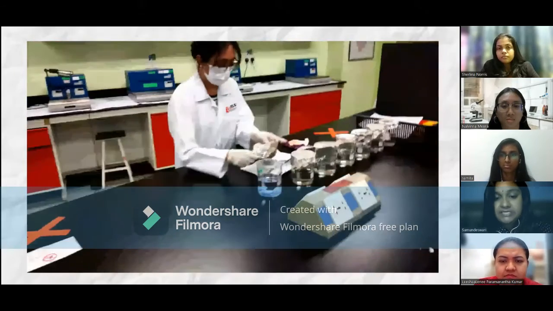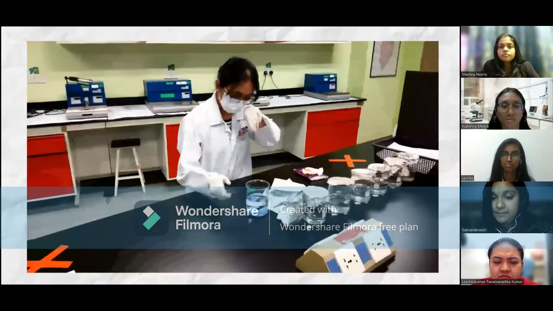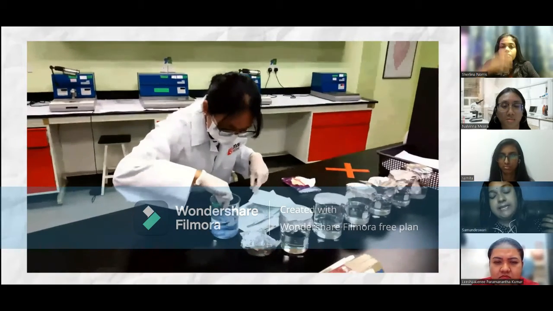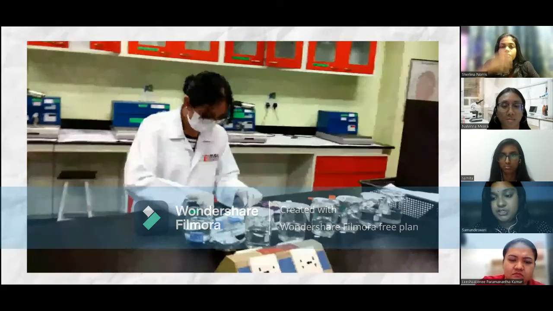So this is the procedure and steps that are done in the laboratory. It starts from dehydration, clearing, and then it ends with infiltration and also impregnation.